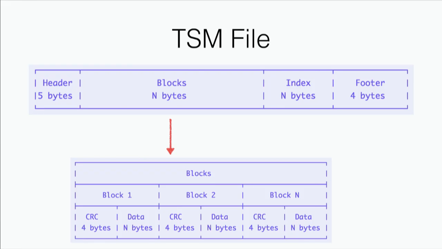The blocks of data look like this, right? So we have multiple blocks, and for each block you have a CRC, and then you have the actual data itself, which is just compressed time series data.